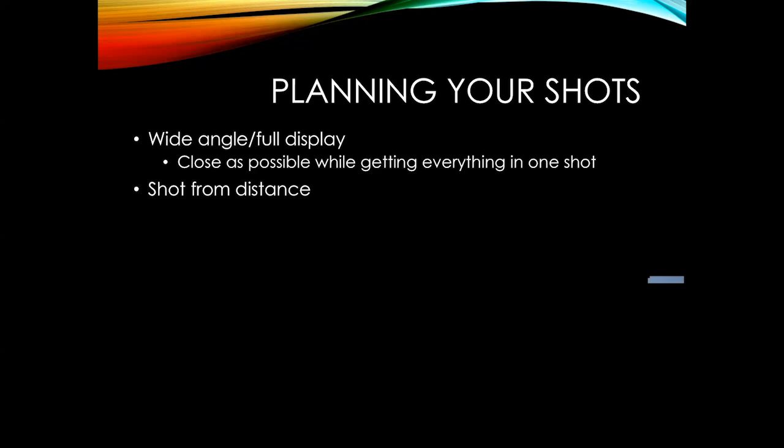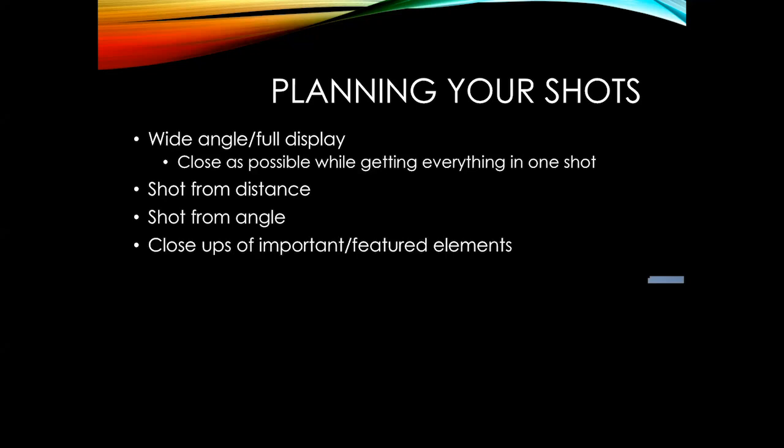You also want to have a shot from a distance. It's great to have that distance shot so you can do slow zoom ins and outs using a Ken Burns effect. We'll talk about that later. A shot from an angle. So, for example, if you have everything straight on, pick either your right side or your left side, just to give a little bit of variety.